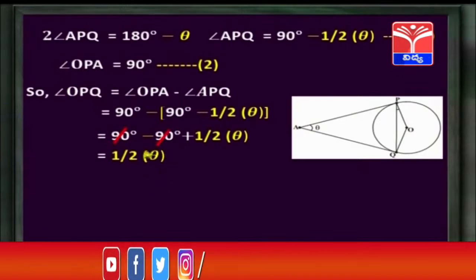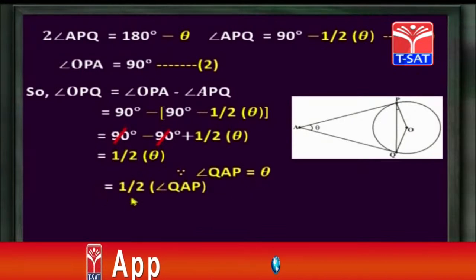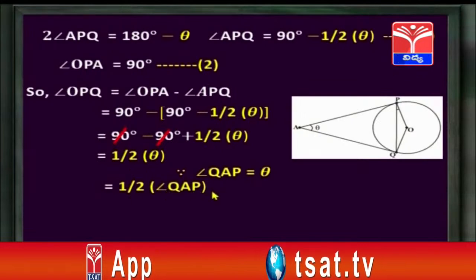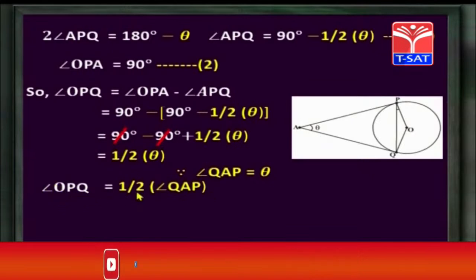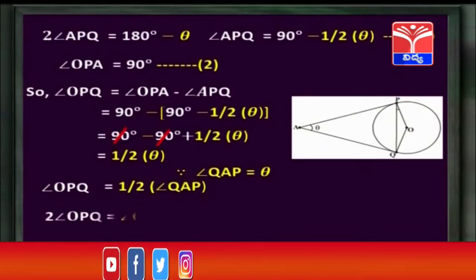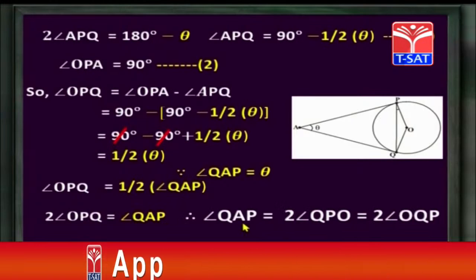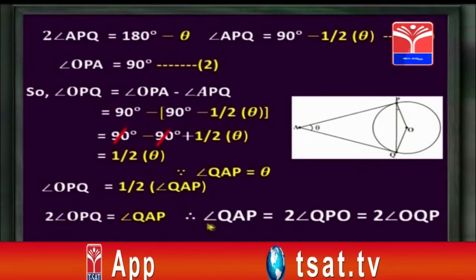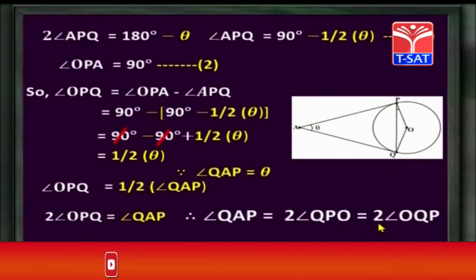So, what is theta here? Theta is angle QAP. If I substitute here, 1 by 2 into angle QAP is equal to angle OPQ. So OPQ is equal to half of QAP, which I can write as 2 OPQ is equal to angle QAP. Also, both are equal, so I can write angle QAP is equal to 2 into QPO, which is equal to 2 into OQP.